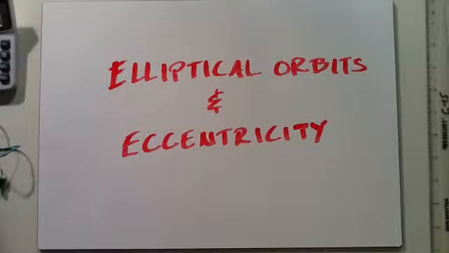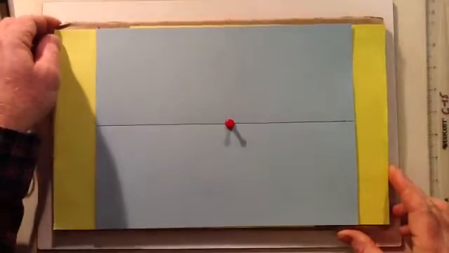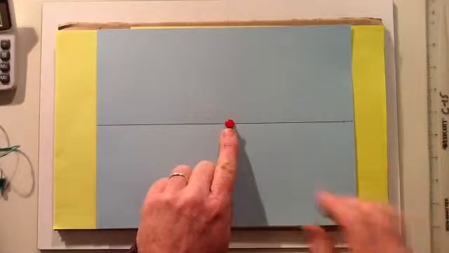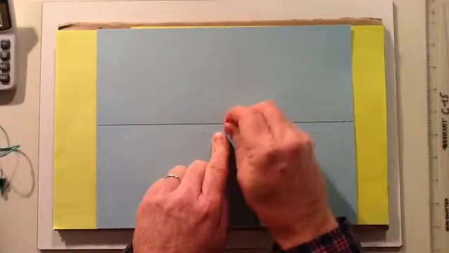In this video, we're going to talk about the elliptical shape of orbits and how to measure the eccentricity, or the roundness of those orbits. And typically we start with a piece of paper like this, typically with a center point. In this case it's a push pin. We're going to push it all the way in like that.